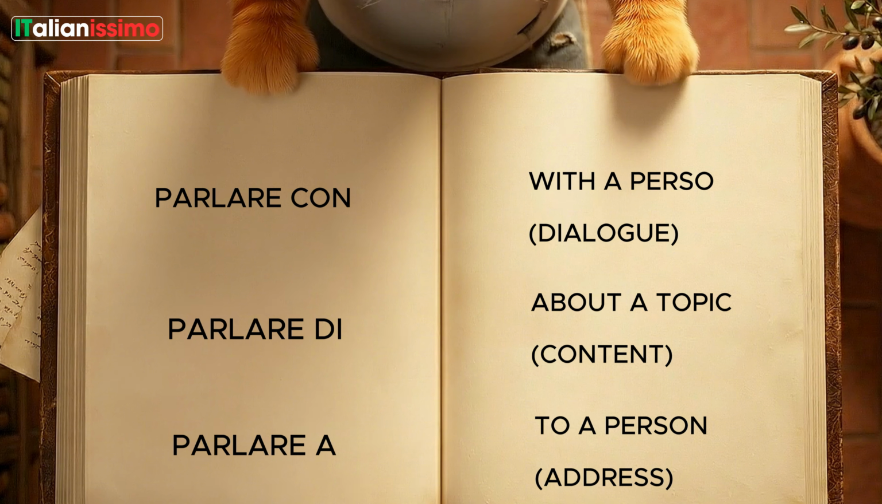And boom, here it is. This is the aha moment all laid out on one slide. This is your ultimate cheat sheet. Con is for a dialogue with a person, di is for the content about a topic, and a is for addressing someone, speaking to a person. If you remember anything from this, remember this slide. Go ahead, screenshot it.